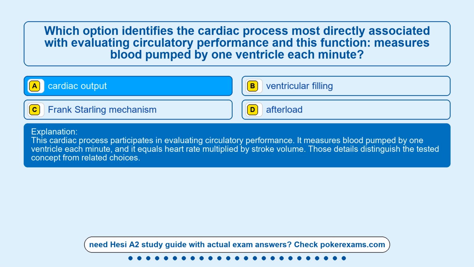This cardiac process participates in evaluating circulatory performance. It measures blood pumped by one ventricle each minute, and it equals heart rate multiplied by stroke volume. Those details distinguish the tested concept from related choices.